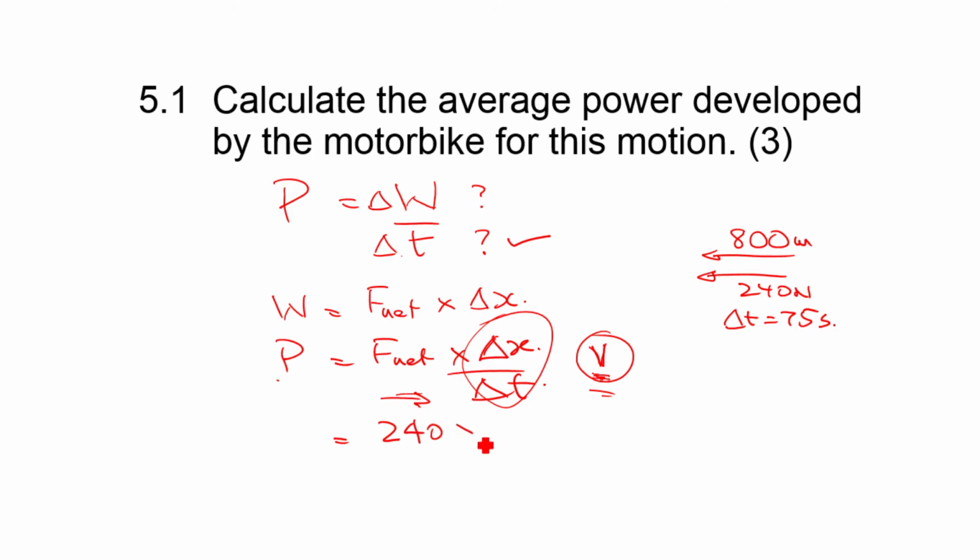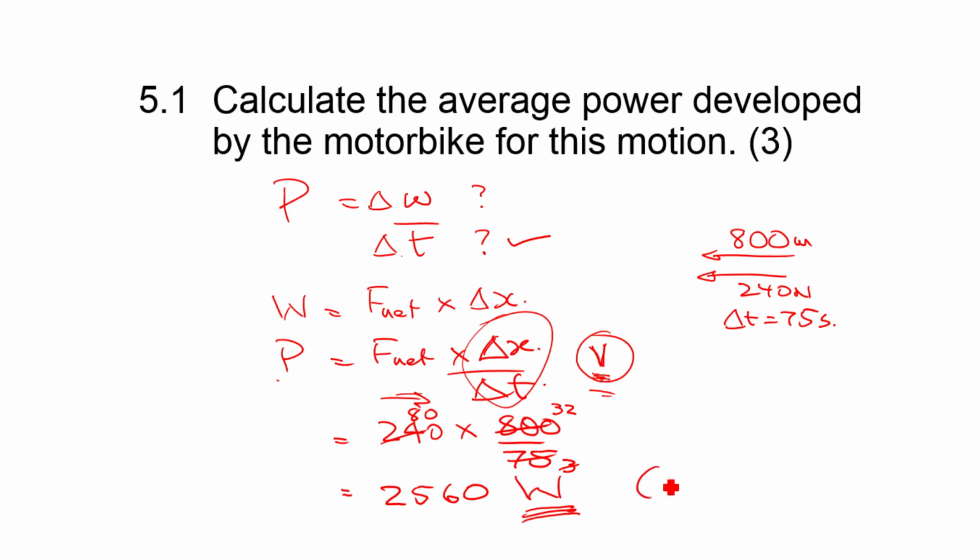So this is 240 times 800 over 75. And, well, 25 will go in there 3 times. 25 will go in there 32 times, which is 8 times 4. And 3 will go in there 80 times. And 80 times 32, we're going to get an answer of 2560 units. I really should write that W as a little w so we don't confuse it with the units of power, which is watts. And there is your answer.